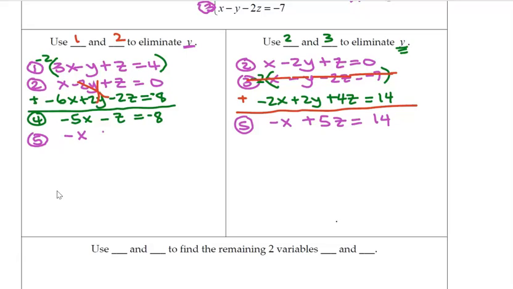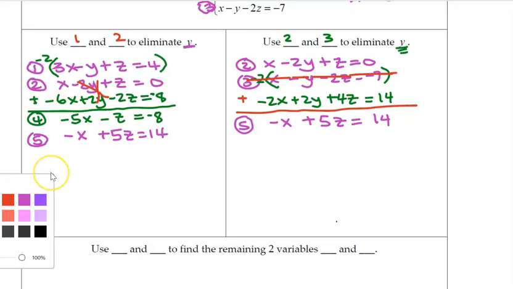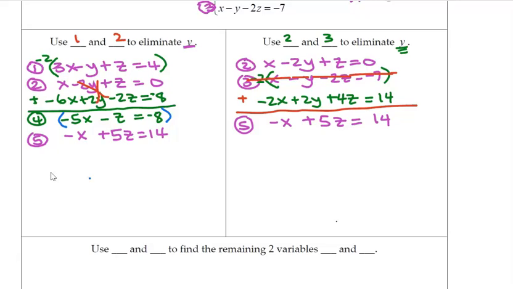So I've got -x plus 5z equals 14. So I'm going to choose this time to multiply my equation. I'm going to try and get rid of my z's here. So I'm going to multiply this by 5. Right? So when I do that, let's write that underneath here, -25x, and then minus 5z, and then equals -40.